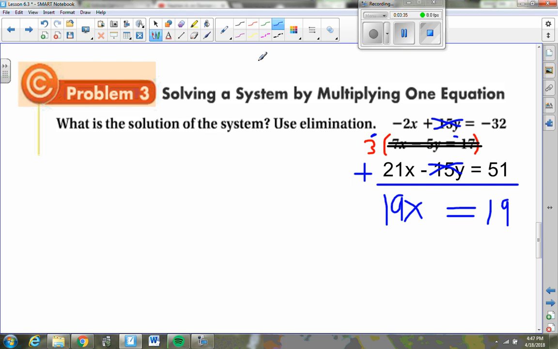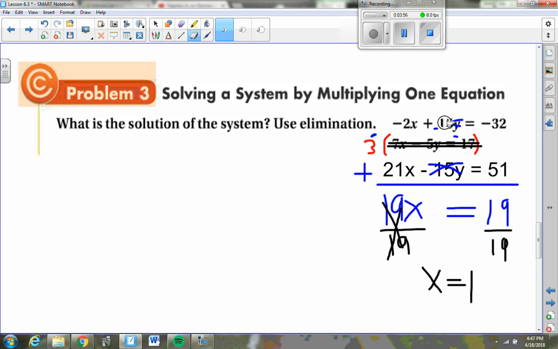And now I have an equation set up that I can solve actually relatively easily. I can divide this by 19. That goes away. I can divide this by 19. I get that x is equal to 1. Right? X is equal to 1. Now, we know I have to also find the y value for this system of equations. So I'm going to box in my x equals 1 because I know that's part of my answer.